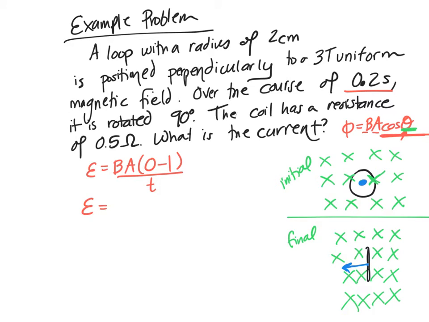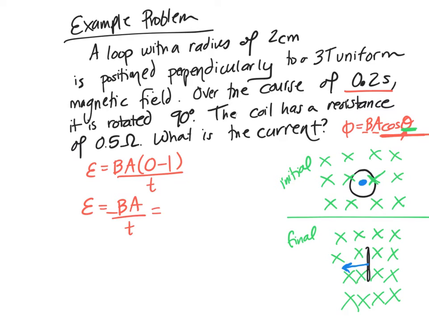So if we look at this, that means 0 minus 1, this is negative 1, BA over t, negative. That negative may freak you out right now, but I promise you when we get into the next section and we talk about Lenz's law, that negative is going to make a lot more sense. Let's just not focus on it for right now. So we have to go after the B and we have to go after the A.